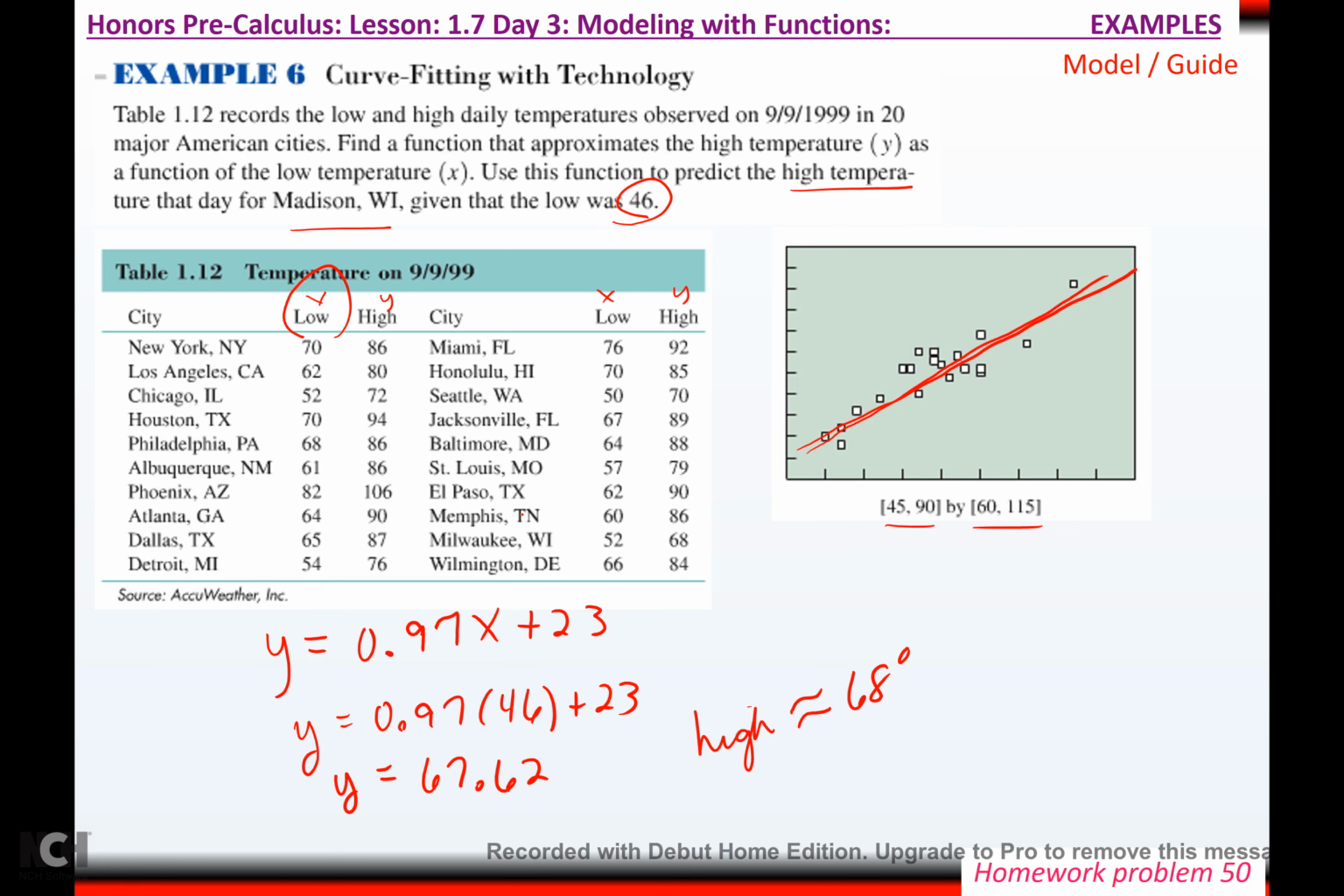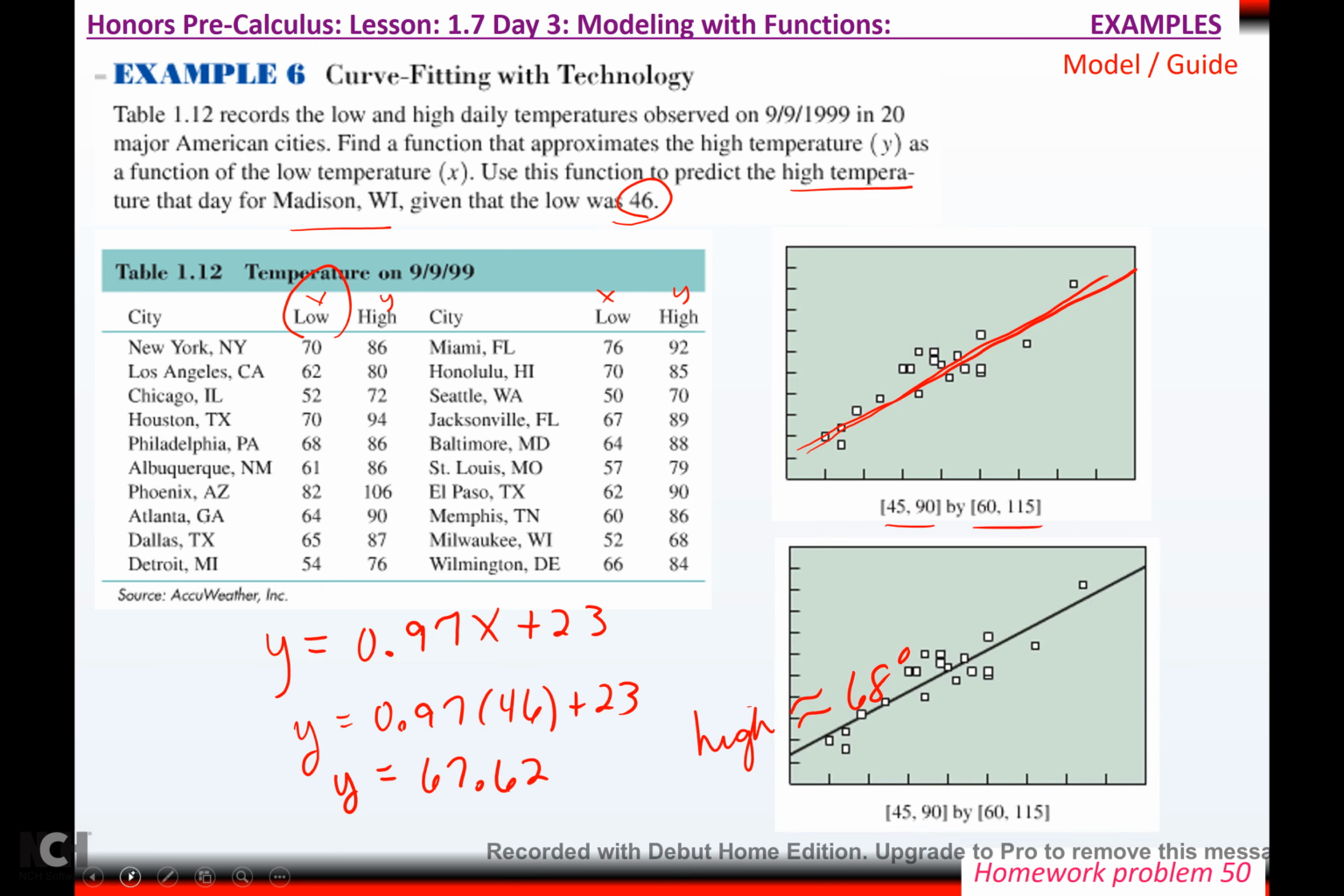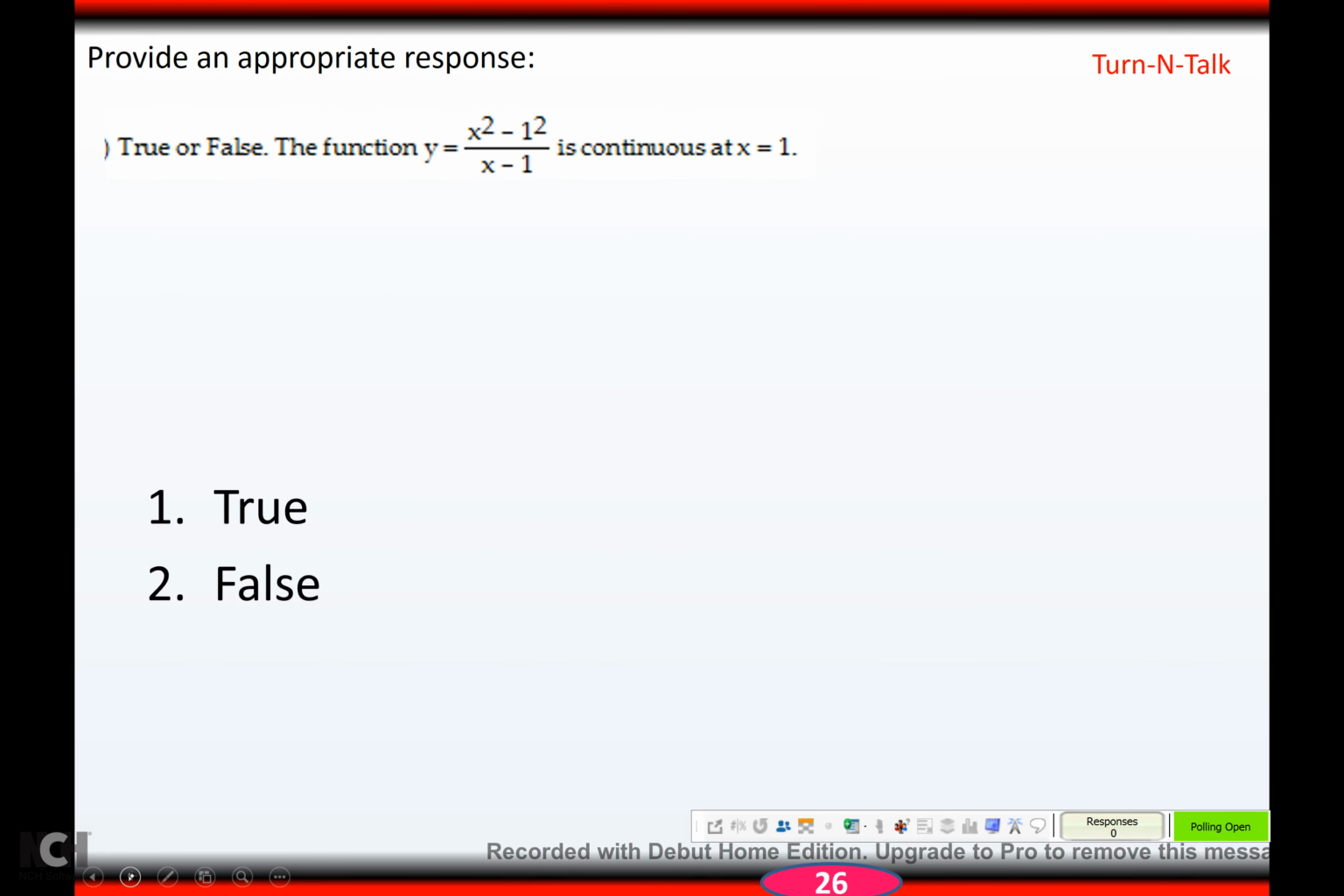All right, so next, they're just asking you some general questions. It says, true or false, the function y equals x squared minus 1 squared over x minus 1 is continuous at x equals 1. If you plug this in, I don't really care about the top, but on the bottom, I would get what? 0. If you get 0 in the denominator, it's not continuous there. There's going to be a jump. So this one is false.